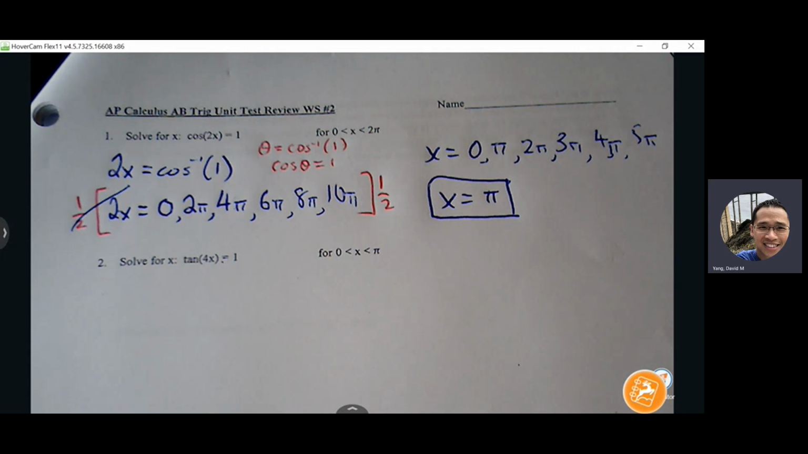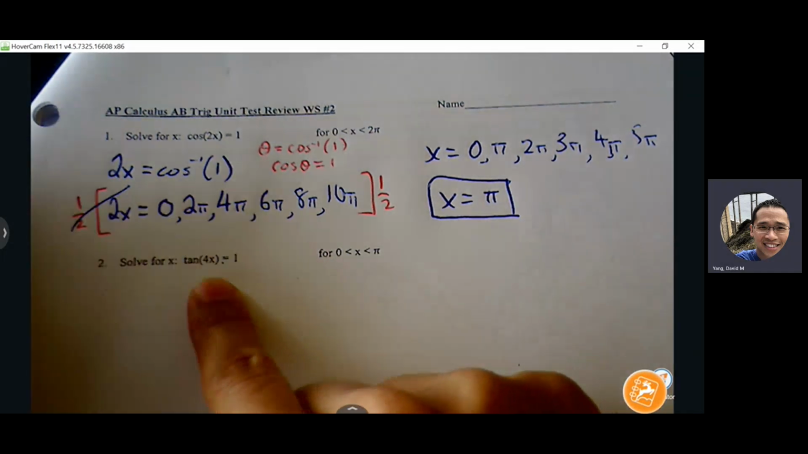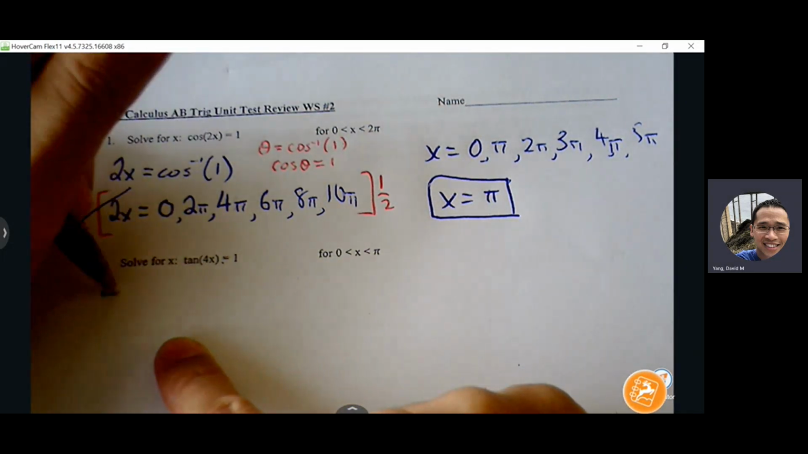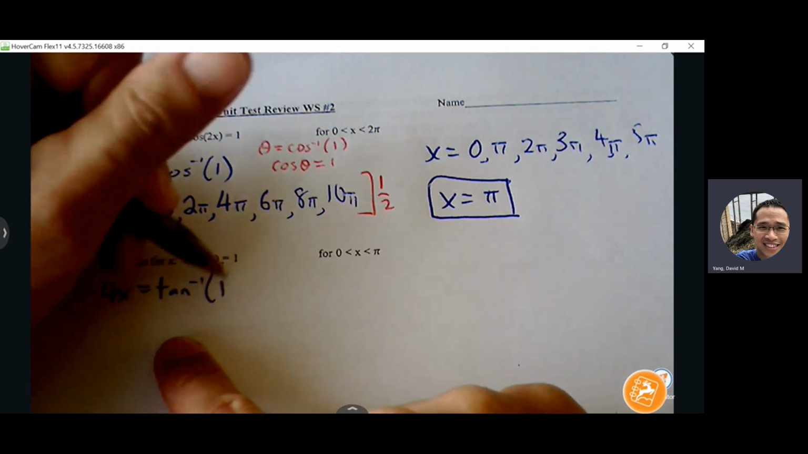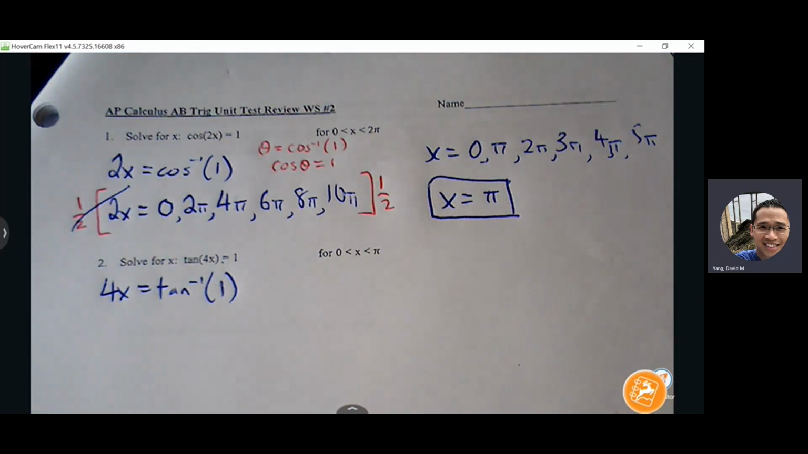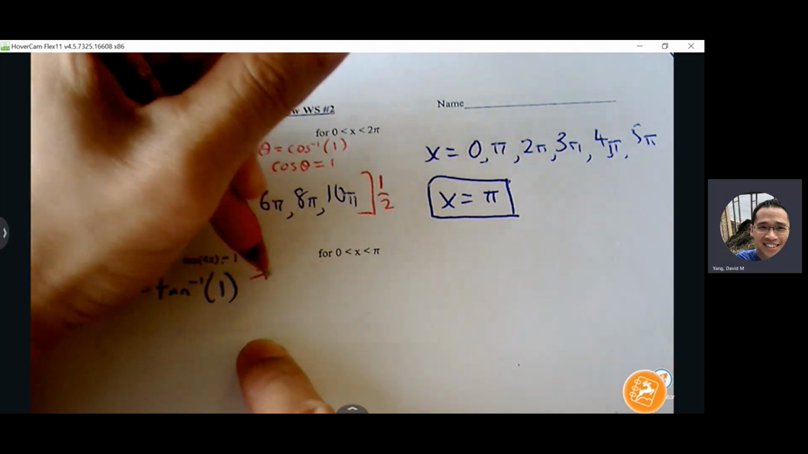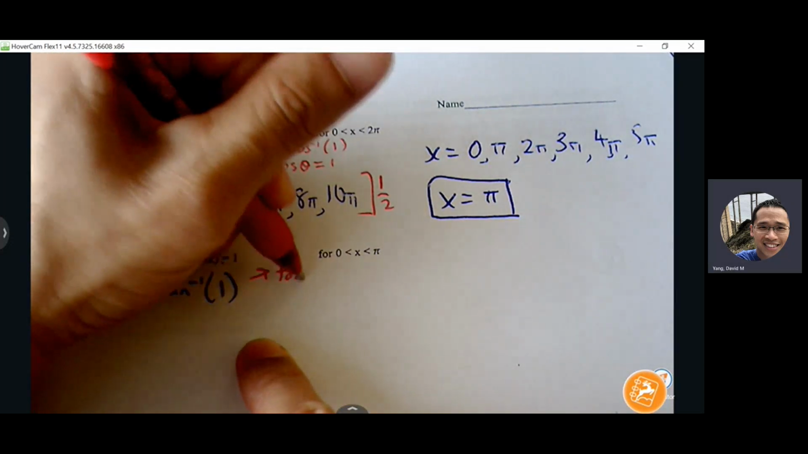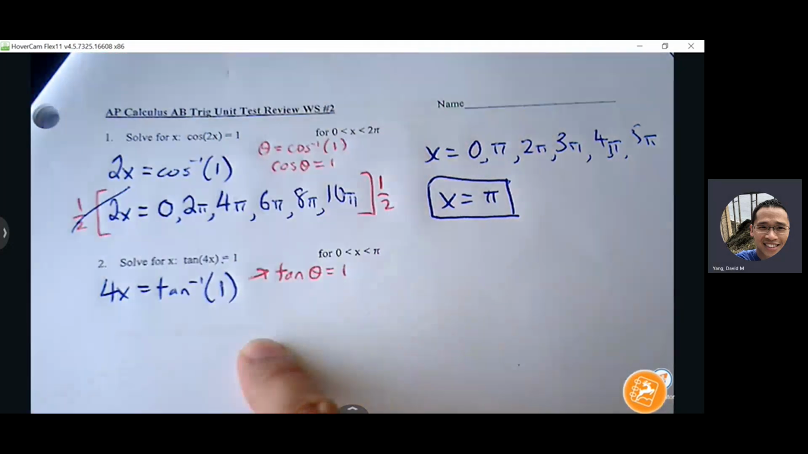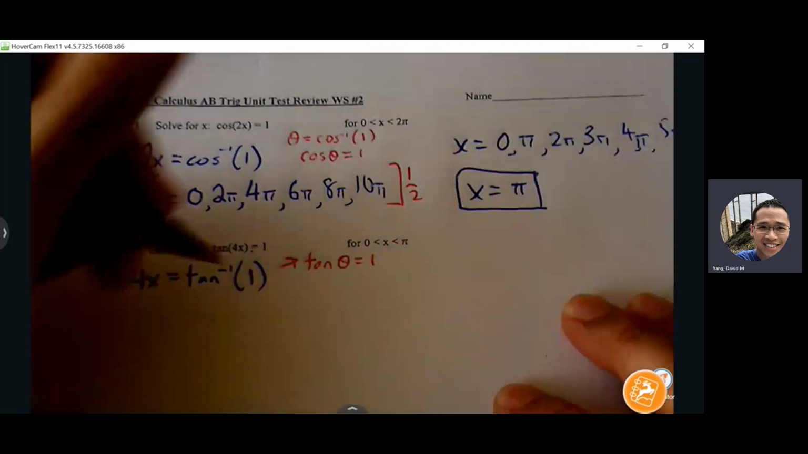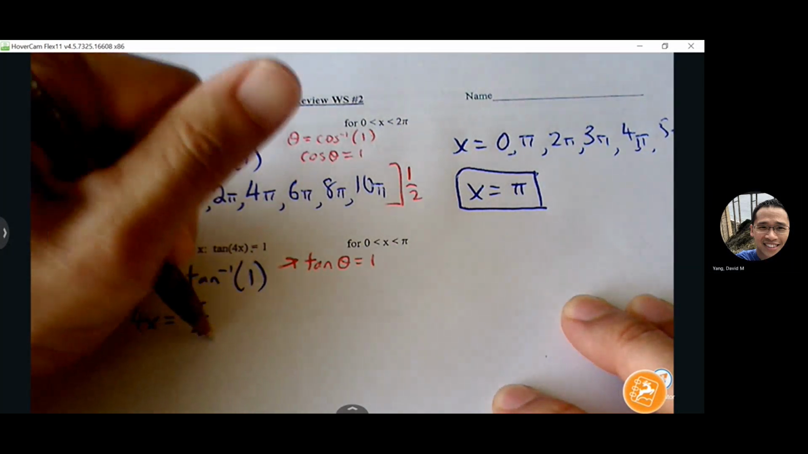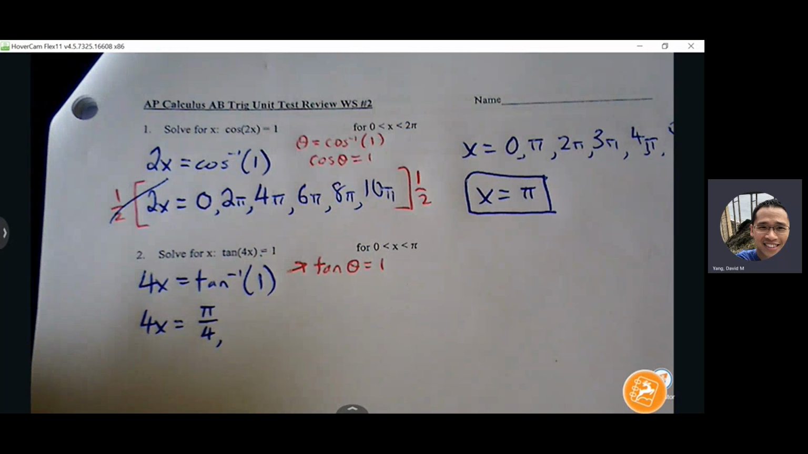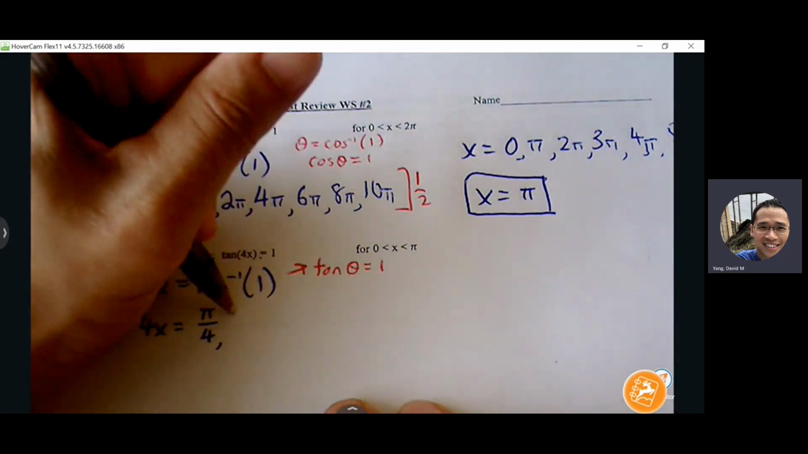Okay, so we're going to attempt the same strategy here with number two. We're going to try to isolate that 4x by itself, bring that tangent over to the other side, and involve inverse tangent. So the right side is another way of saying what x value will allow tangent to be 1. So where is tangent equal to 1? 5π/4. Good. First and third quadrant, right? In that π/4 family.